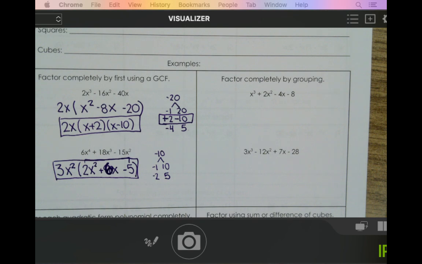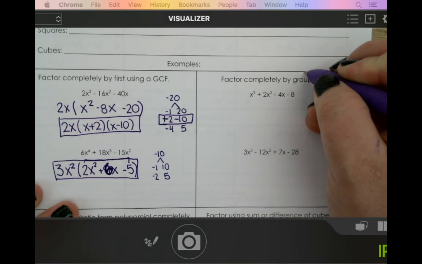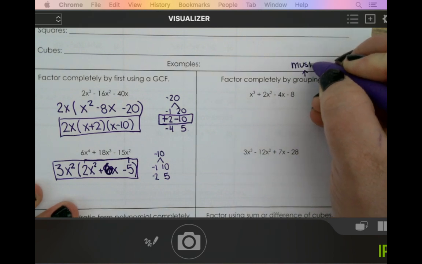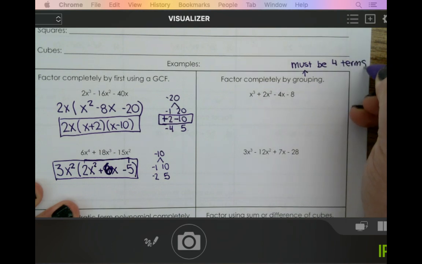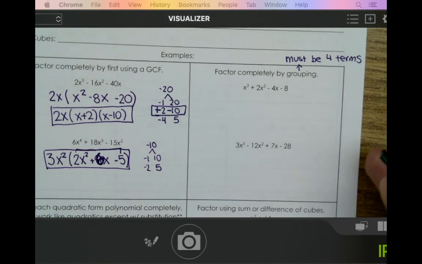Grouping is super nice and easy because you're going to split the problem into 2 parts, do this greatest common factor thing. That's pretty much it. There are 1, 2, 3, 4 terms here. There have to be 4. Okay, so with grouping, those things are technically called terms. That just means like 4 parts. X to the 3rd is 1 part, 2x squared is another part. They're separated by plus and minus signs. If there aren't, then you can't pick this method.